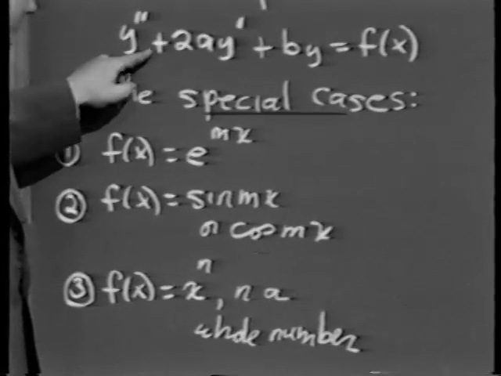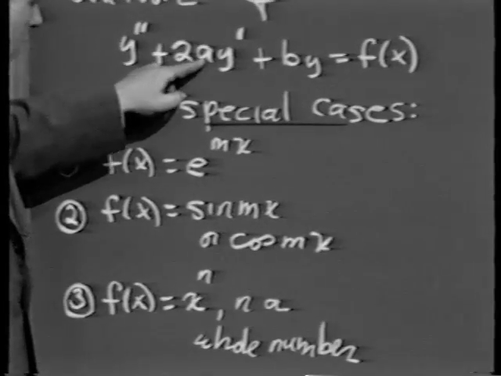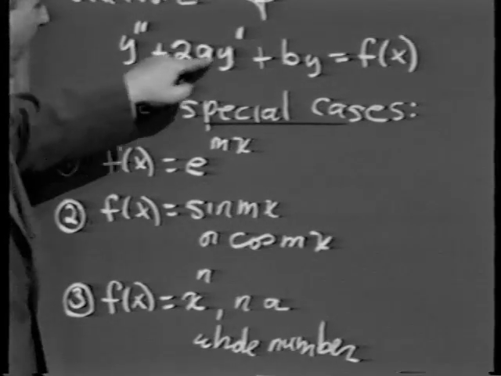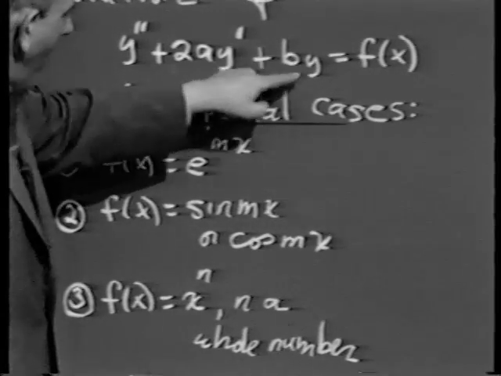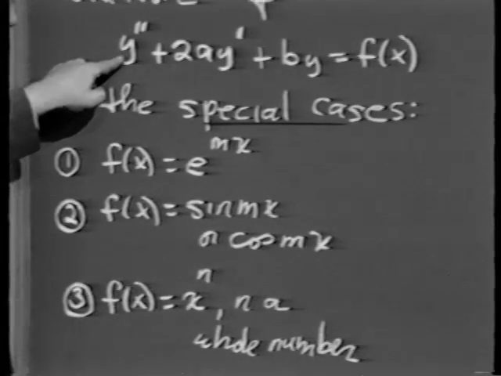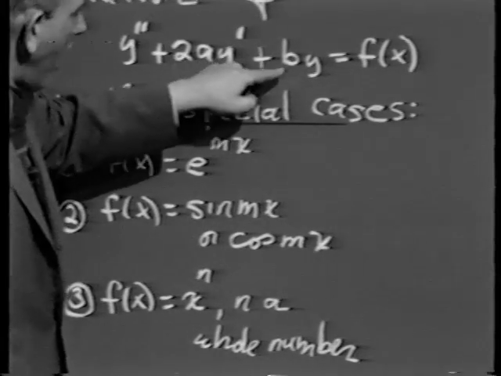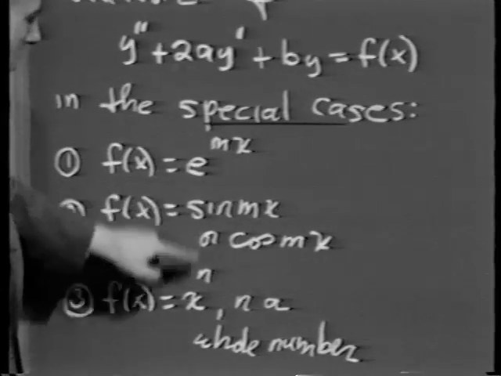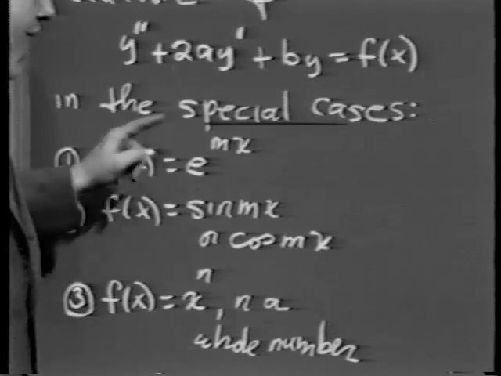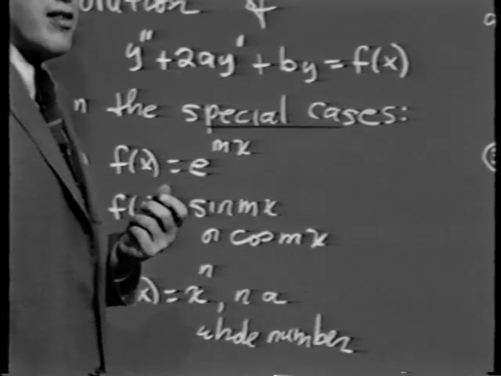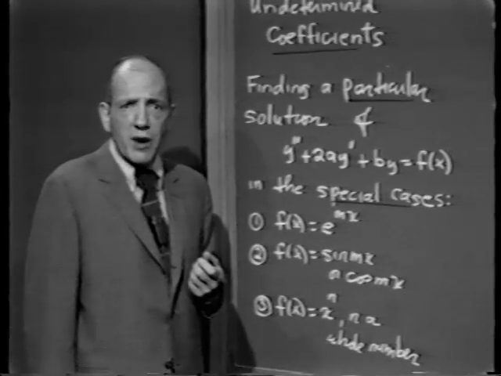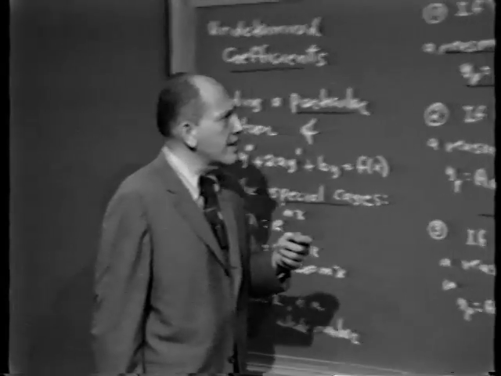You see, as long as the coefficients are constant, that means I can't have any functions of x beefing up anything in my y prime and y double prime. Consequently, if the coefficients are constant and f of x is of one of these three forms, I have a very easy way of looking for trial solutions for a particular solution of the equation. Okay? Let me show you what that means in particular.